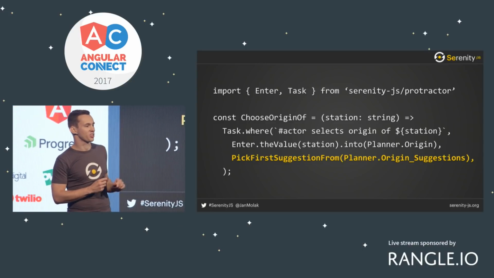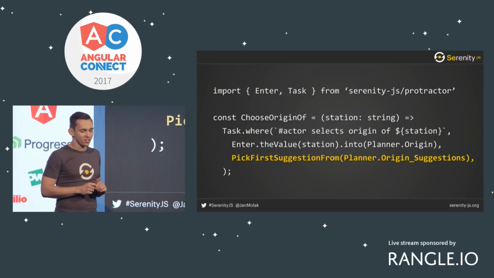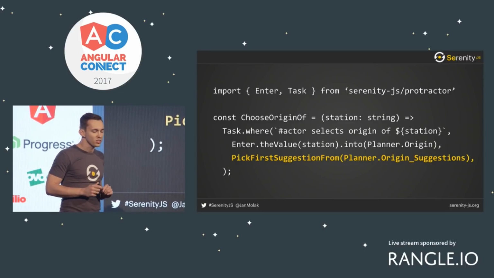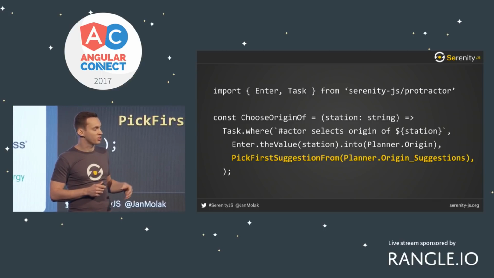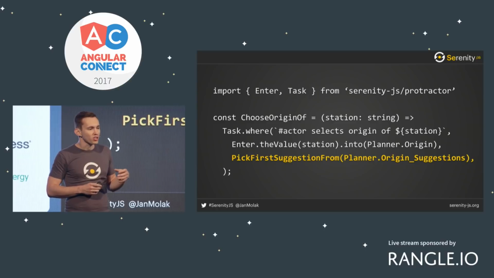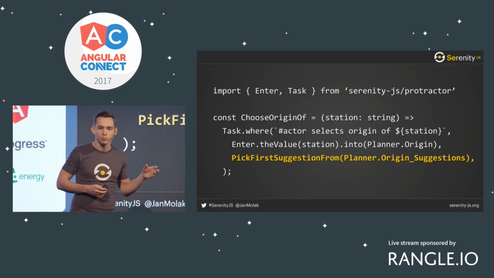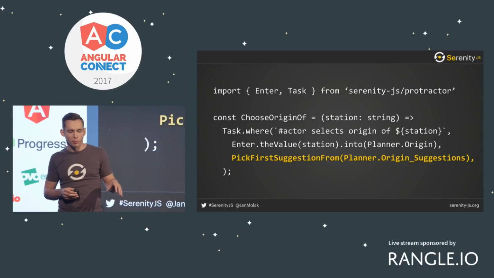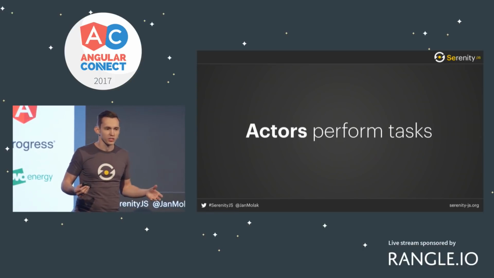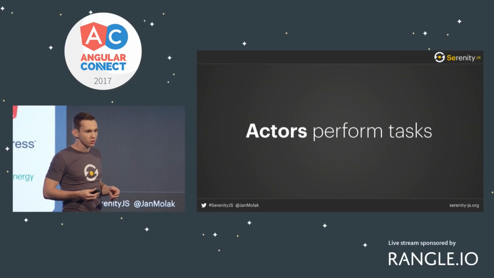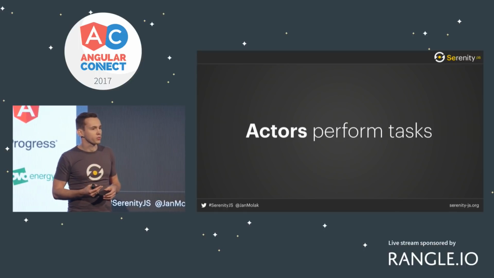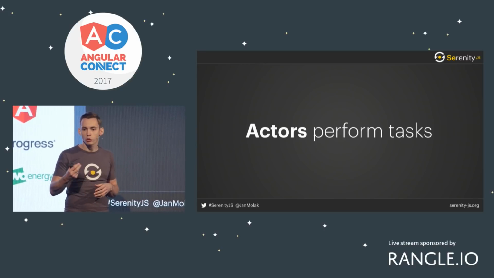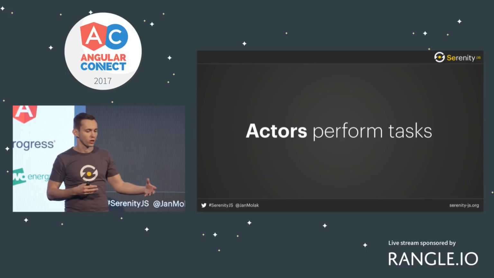So, picking the first suggestion. As you can see, we can have both domain-specific tasks and lower-level interactions that come with Serenity.js. But who actually performs those tasks? You probably noticed that the word actor came up a lot. So who is an actor in this whole system? So actor basically performs tasks. So actors model the users of our system. Those could be the human users of our systems, but those could be also third-party software systems that interact with ours.